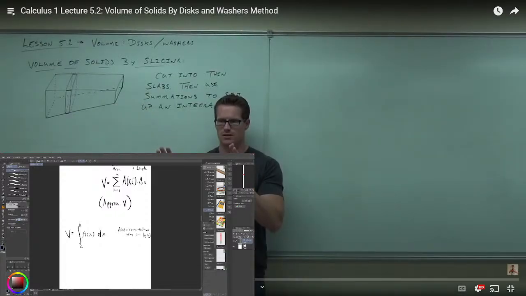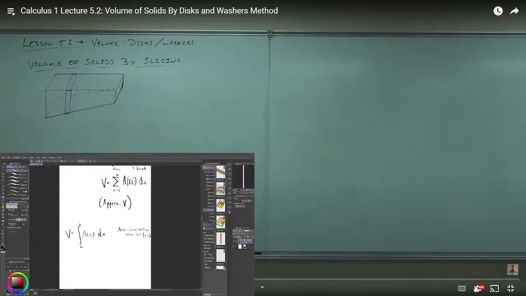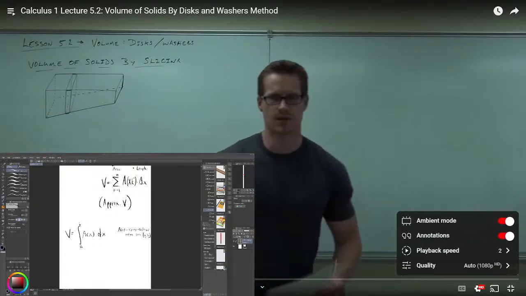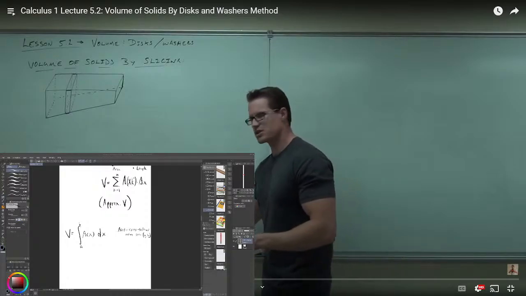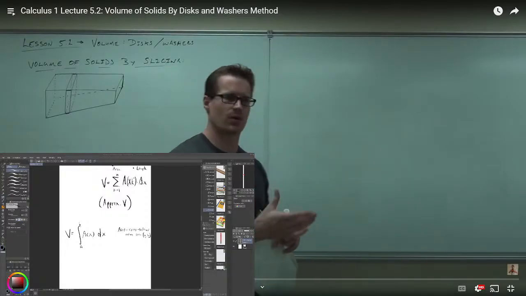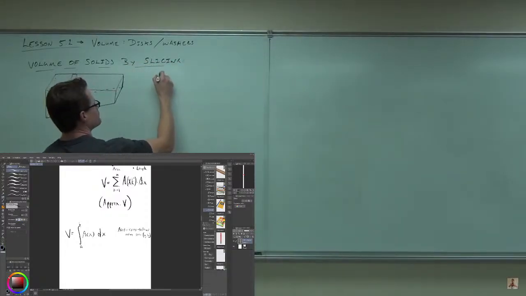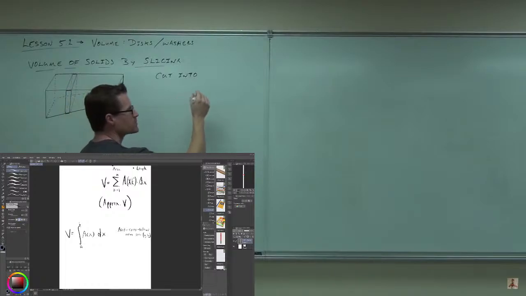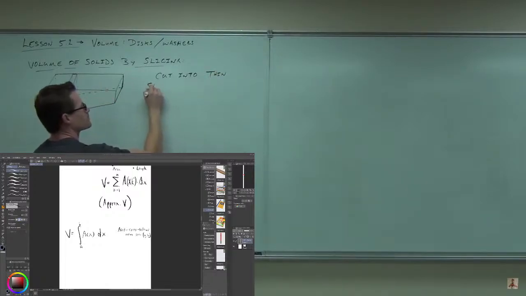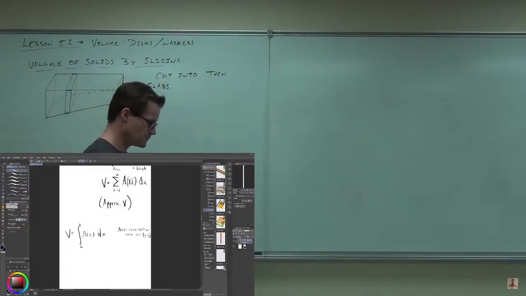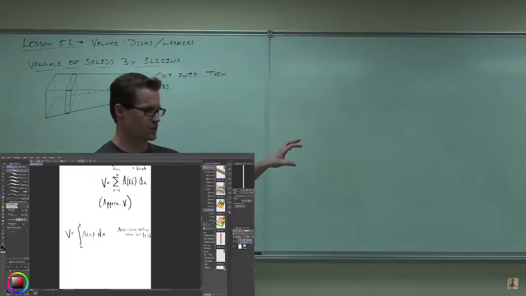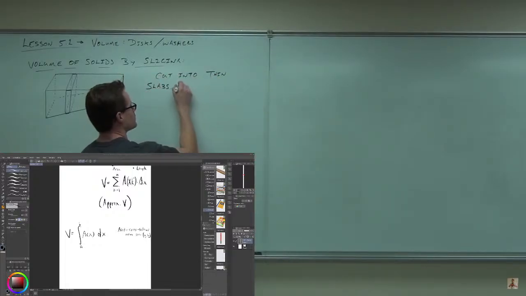But anyhow, that's what we're going to do. Our idea is, let's cut this into thin slabs, we'll call it a slicing or a slab. And we're going to try to use a Riemann sum, use our sums that we used before, to set up some sort of integral. So this is our idea. I'm going to try to walk you through this so you understand where it's coming from. So the idea: cut into thin slabs. Then we'll use a Riemann sum or summations to set up an integral.